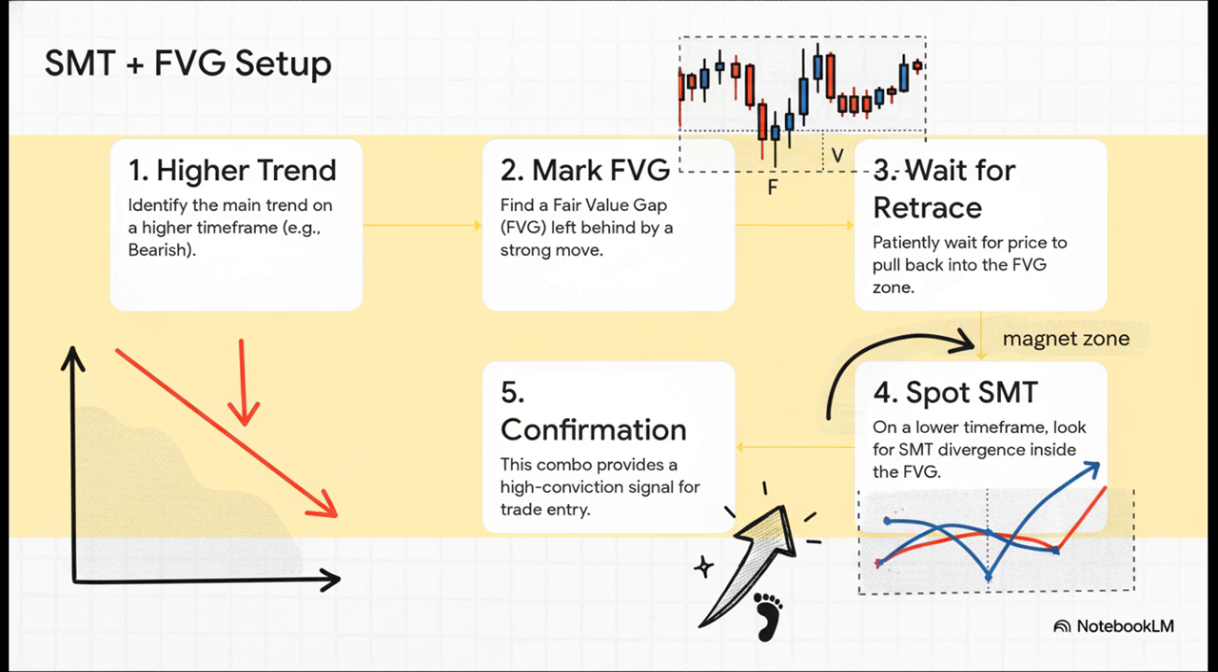Then, and this is the most important part, while price is inside that zone, you zoom into a lower time frame and you look for that bearish SMT divergence we just talked about. When you get that signal inside the FVG, well, that's step 5. Your confidence in the trade just goes through the roof. You're not just trading one signal anymore, you're trading a powerful combination of market structure and smart money footprint.